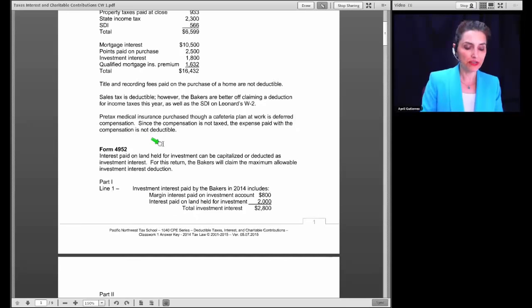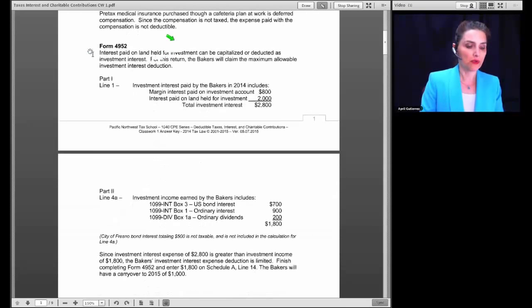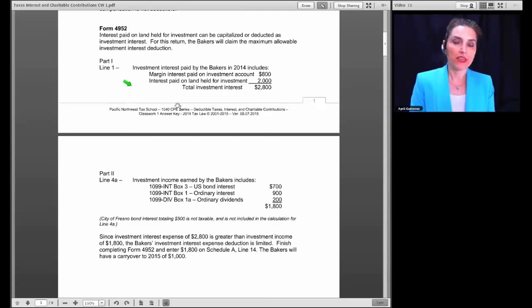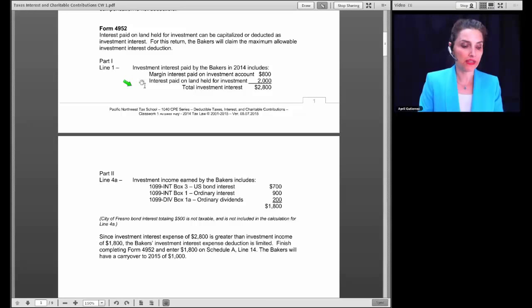Well, to figure that number, we first have to look at the Form 4952 and figure out what amount of investment interest was paid during the year. Now, one of the things that catches people is the concept of interest paid on vacant land. You can pretty much assume that vacant land could never be your second home because it's empty. There's no house on the land, right? That's why it's vacant. And so although the vacant land is property that could be secured by a mortgage, it is not a mortgage on a home. And therefore, the interest paid on vacant land would not qualify as home mortgage interest.